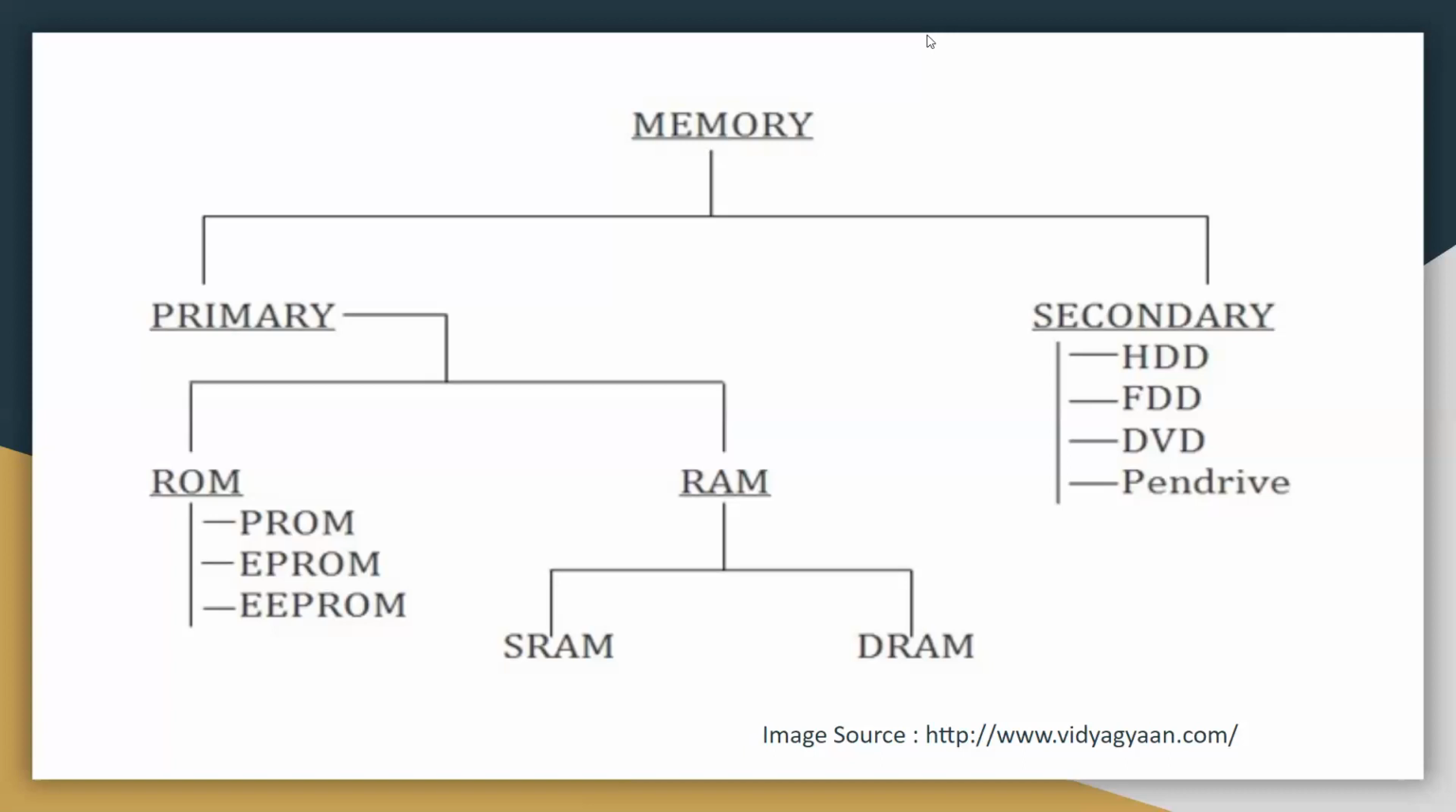RAM stands for Random Access Memory, and this is the internal memory of the CPU for storing data, programs, and program results. It is a read-write memory which stores the data until the machine is working. As soon as the machine is switched off, the data is erased. So that's the difference between RAM and ROM. RAM is read-write, whereas ROM is just read memory.